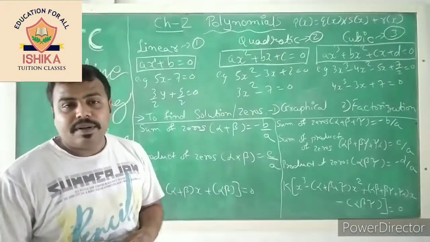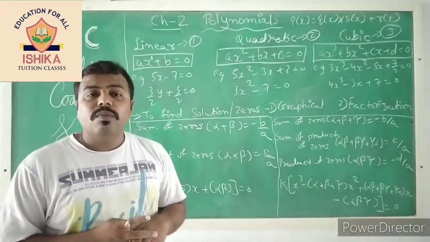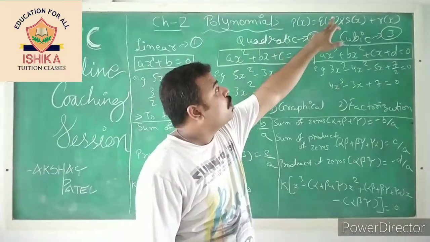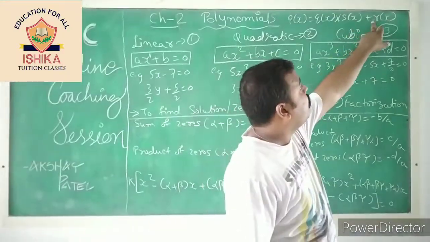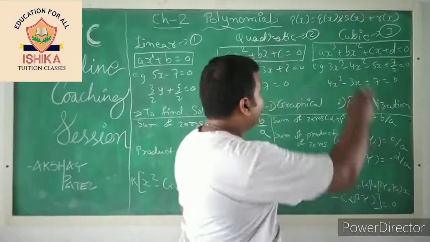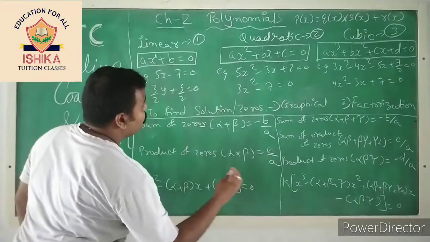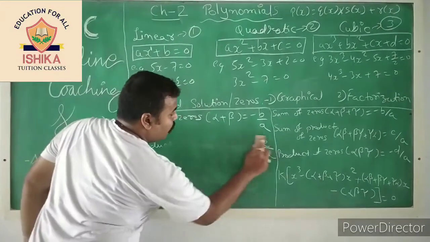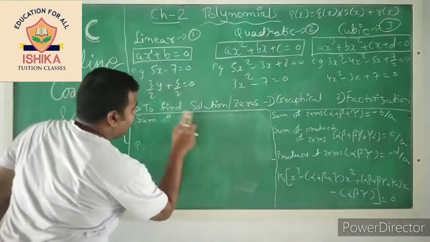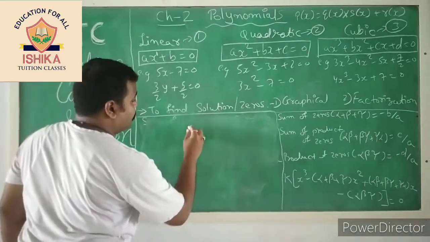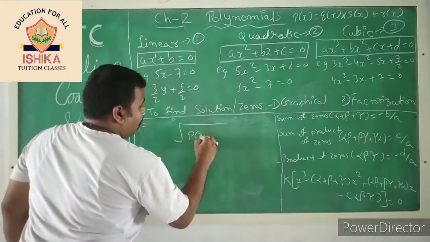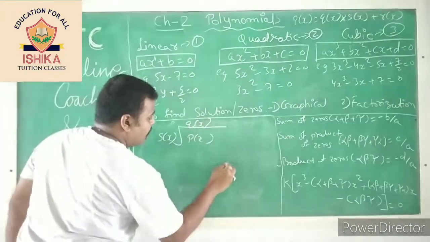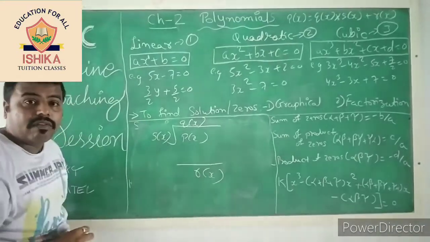Now at the end of this chapter, division of polynomials will be given. For that you have to remember this formula: p of x is equal to q of x into s of x plus r of x. This equation can be written like this. Suppose you have been given a quadratic polynomial and you want to divide that polynomial, then we will be writing like this. Say for example, p of x is divided by s of x, we get q of x, and at the end we get r of x.